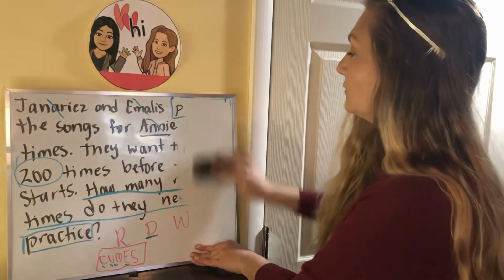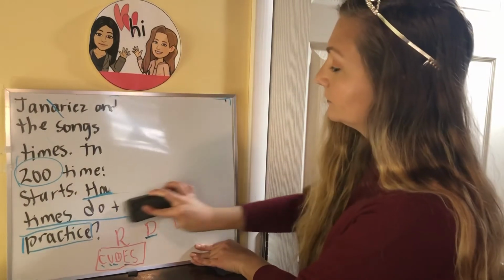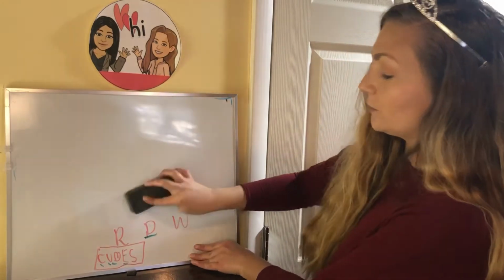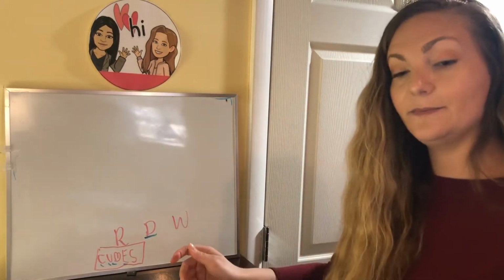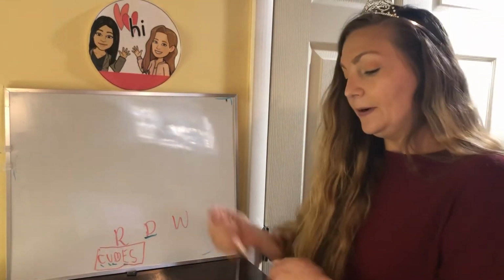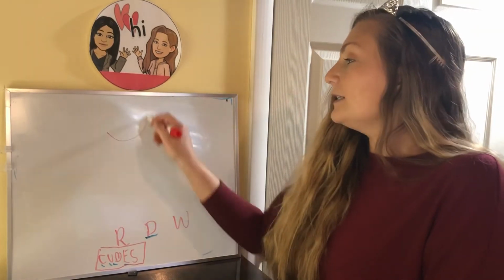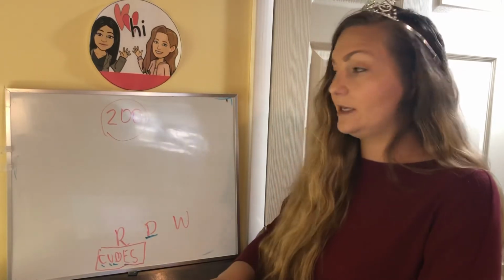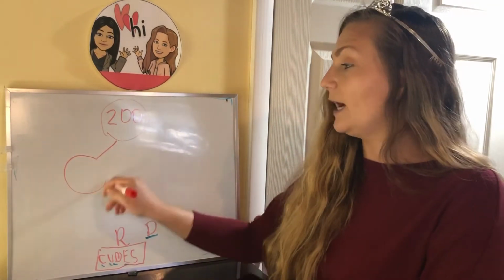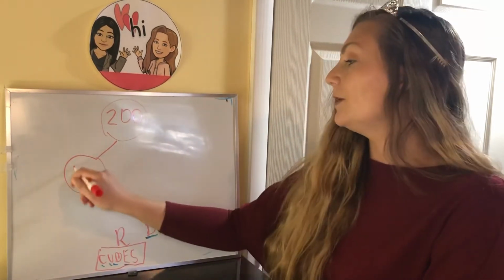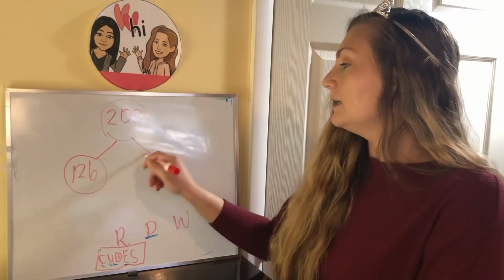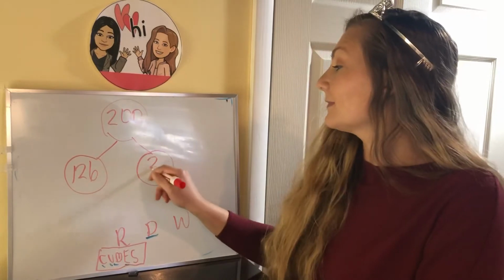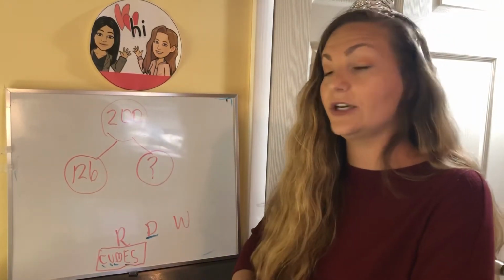So give me a second to erase. If you chose a number bond too, that's pretty cool. If you used a tape diagram, that's awesome, and I would love to see it. So they want to sing 200 times. 200 would be the total number of times they would practice. Right now, they've only practiced how many? 126 times. So how many more times do they need to practice? We don't know. That's our question. Okay?